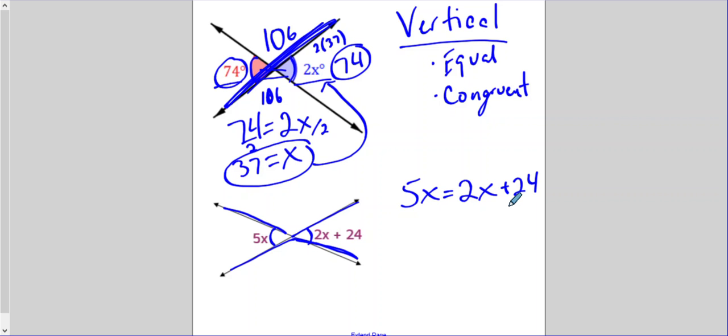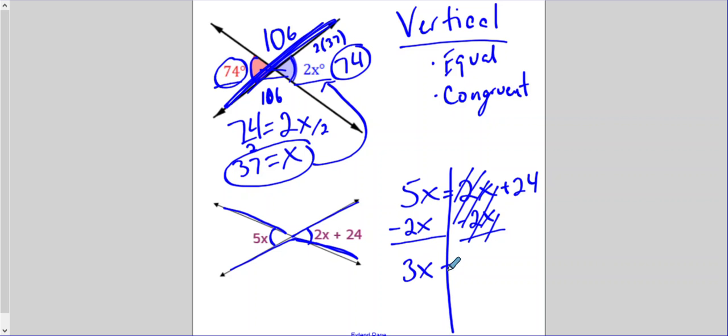To solve this, this is not combining like terms. They're separated by an equal sign. So this is a little bit different than combining like terms. I'm going to subtract to move this 2x to the other side. Anytime they're separated by an equal sign, you have to cancel out this positive 2x by doing the opposite, basically just subtracting it away, and do the same thing on the other side. That gives us 3x equals 24.